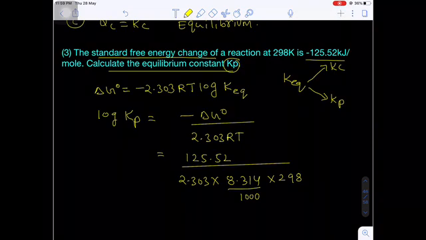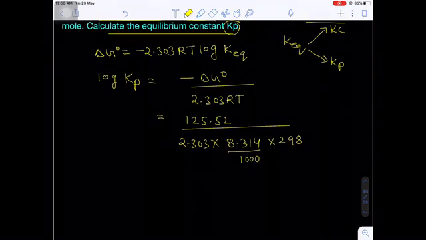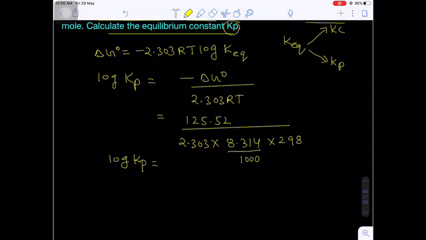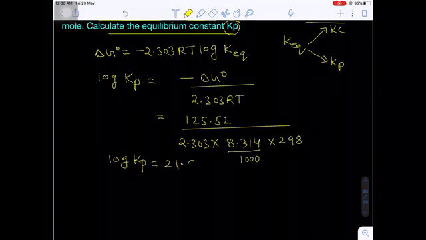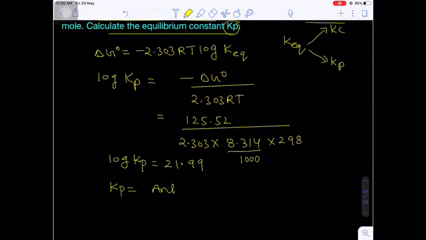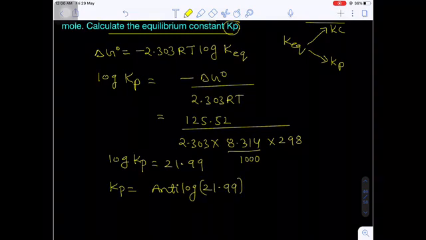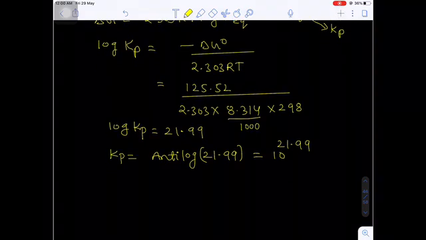Now from here we can calculate log of Kp, the log of the equilibrium constant in partial pressures, which is equal to 21.99. Now I want to calculate Kp. Kp is nothing but the anti-log of 21.99, which is 10 raised to 21.99.